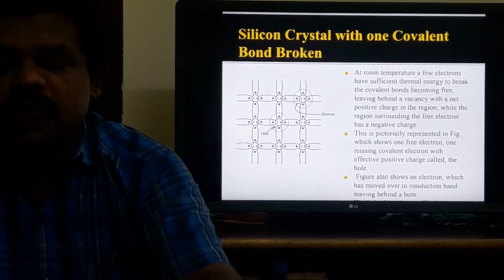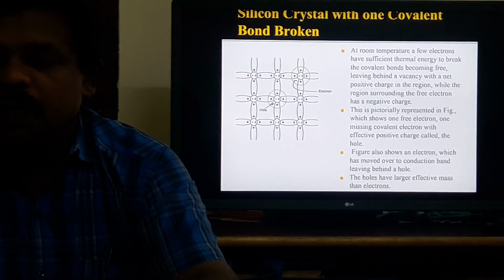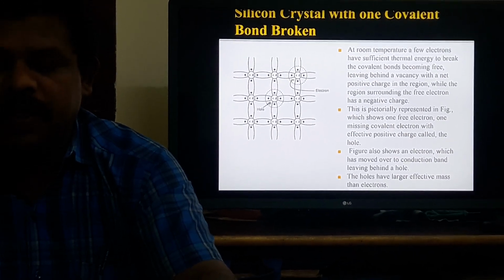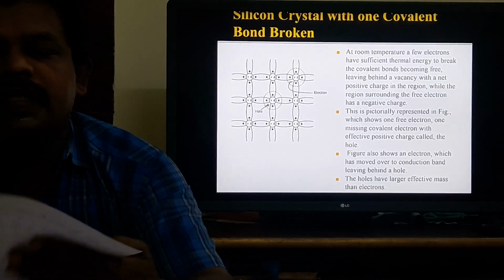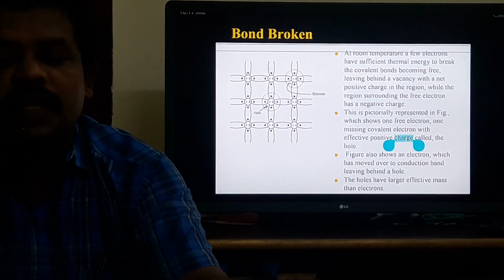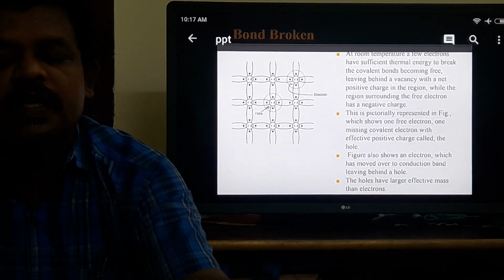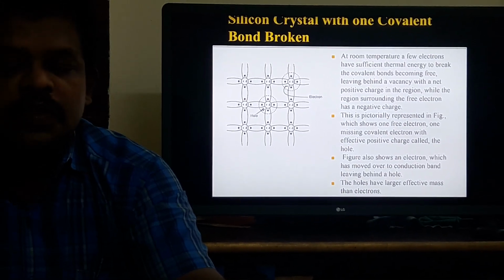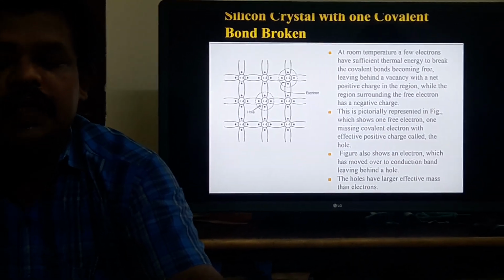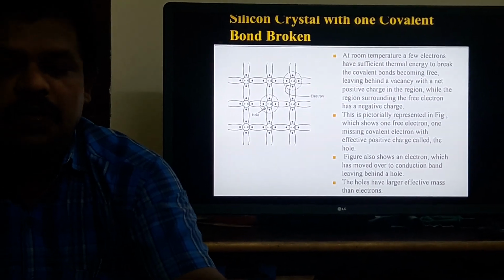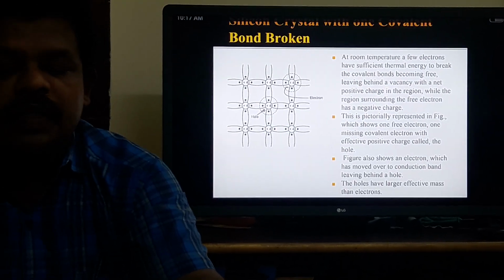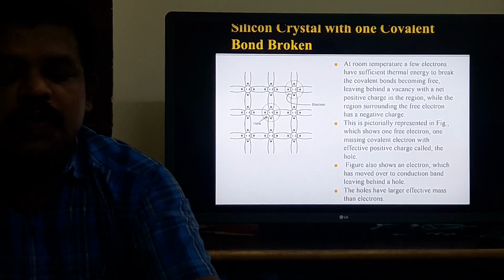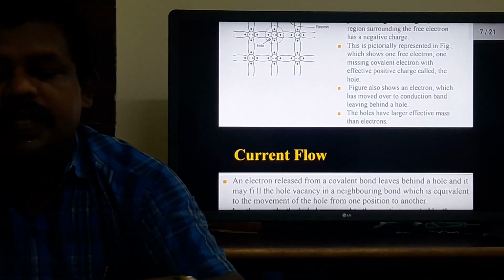Silicon crystal with one covalent bond broken. At room temperature, a few electrons have sufficient thermal energy to break the covalent bonds, becoming free, leaving behind a vacancy with a net positive charge in the region, while the region surrounding the free electron has a negative charge. This is a pictorial representation in the figure, which shows one free electron and one missing covalent electron with the effective positive charge called the hole. The figure also shows an electron which has moved to the conduction band, leaving behind a hole. The holes have larger effective mass than electrons.